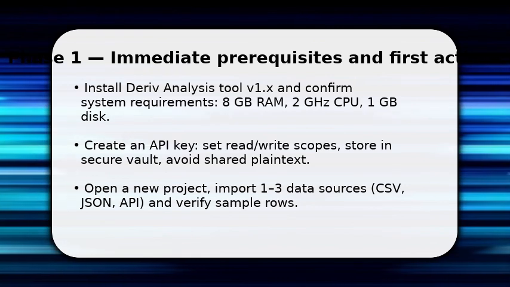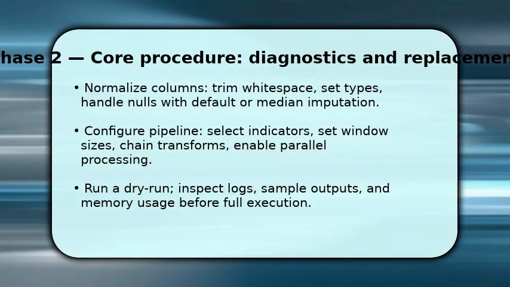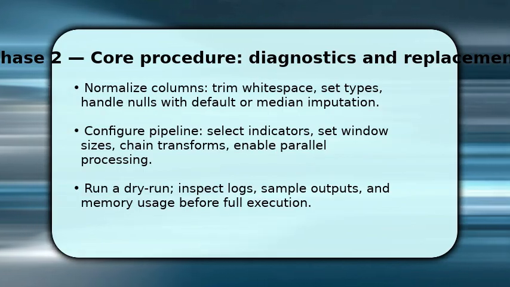You now build the main pipeline and focus on reliable transforms, normalize columns by trimming whitespace, enforcing data types, and replacing nulls with defaults or median values to avoid bias.